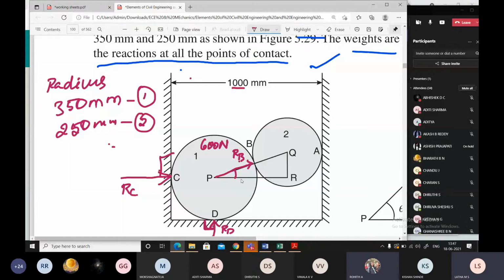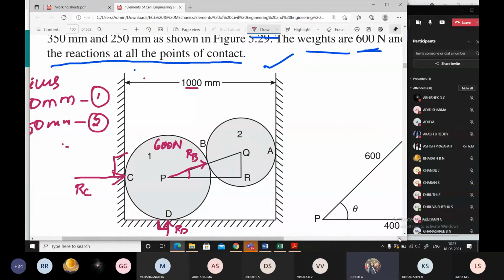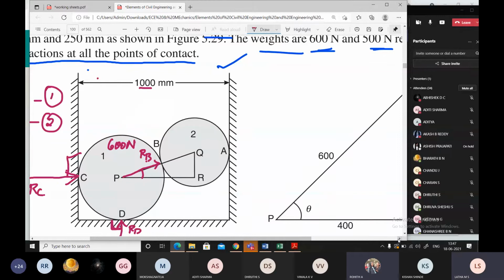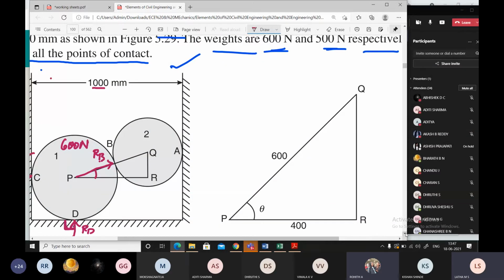Yes, how do you calculate it? We have to calculate the PR and PQ lengths, ma'am. Yes, very good. Now, cos theta is equal to PR by PQ. You complete a triangle. You join the points P and Q. See, P and Q are what, students? They are the centers of the spheres. Correct? Yes or no?